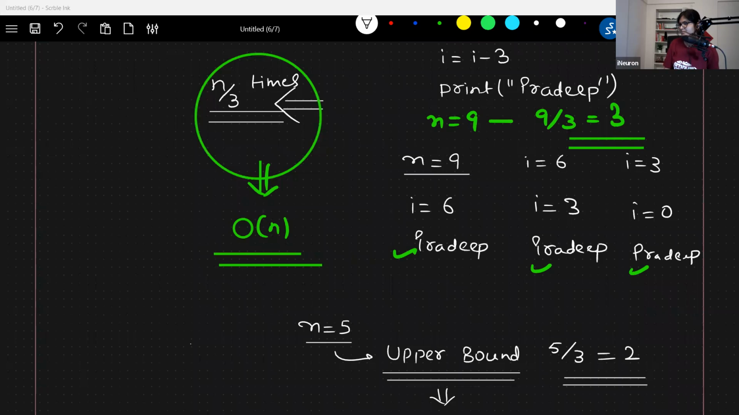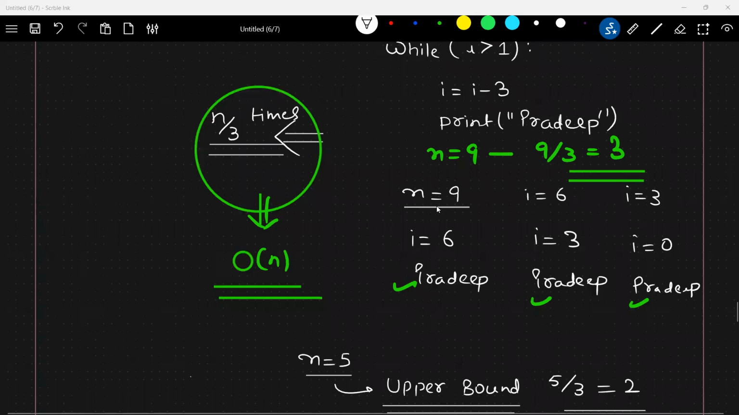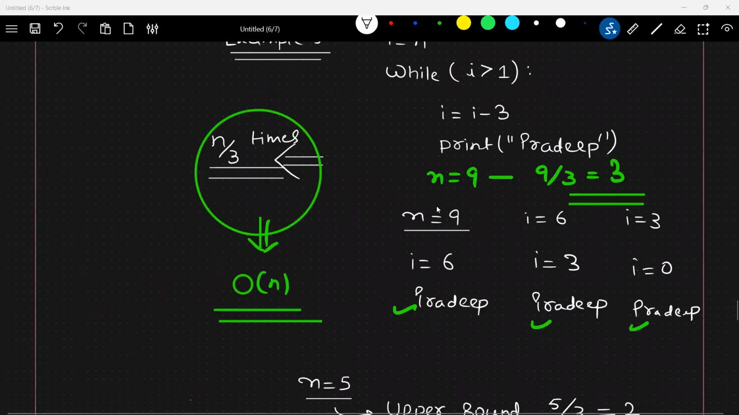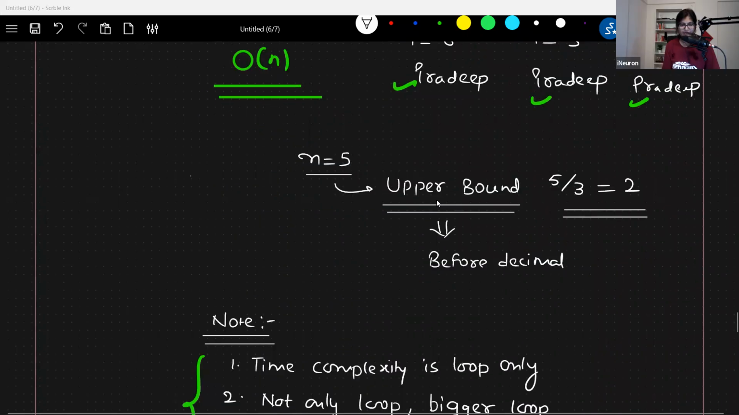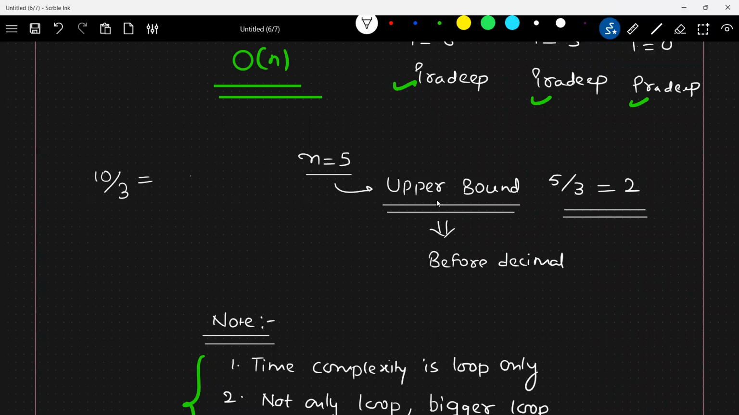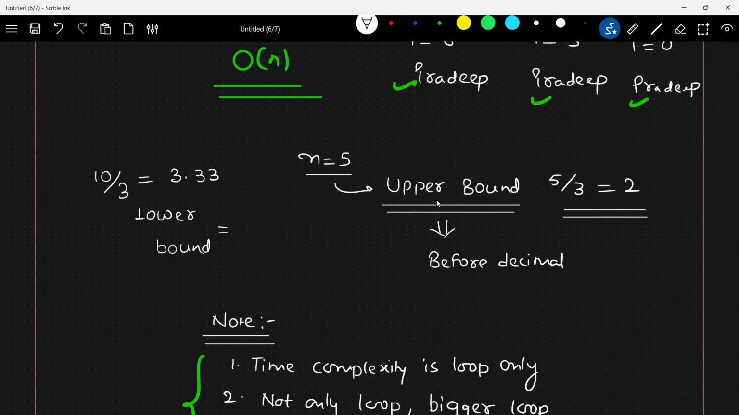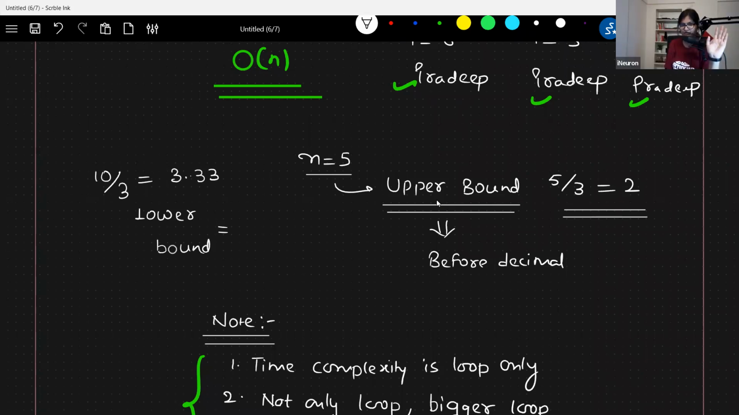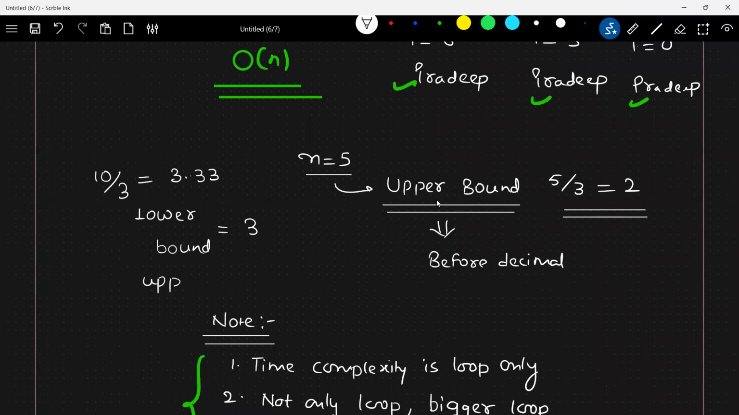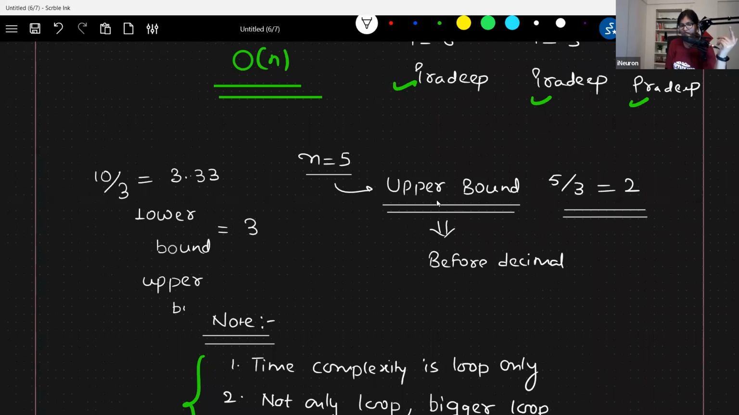Preetham? Yes, please ask. Can you please explain the upper bound and the lower bound once? Because I'm confused in that. Okay, so when you divide the value 10 by 3, what is the answer you're getting? You can do it with a calculator as well. 3.33. Yeah. So when I'm saying lower bound, it means remove this decimal part. We have to take only 3 before the decimal. Upper bound means add 1. So, 4.